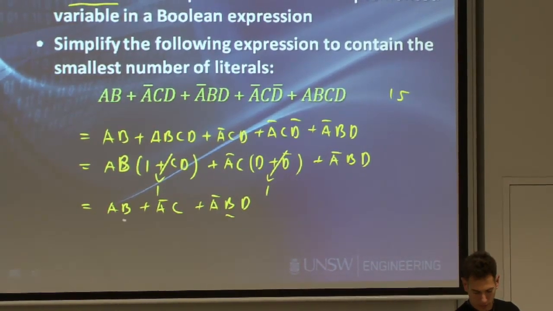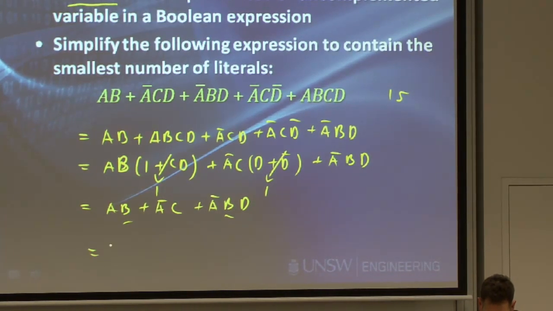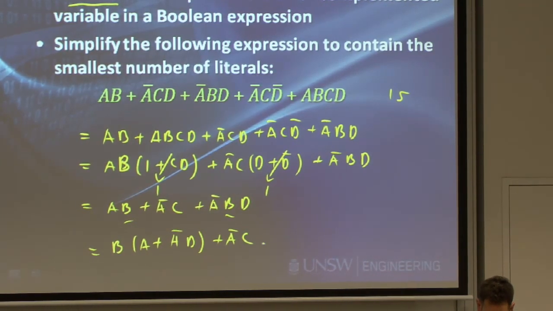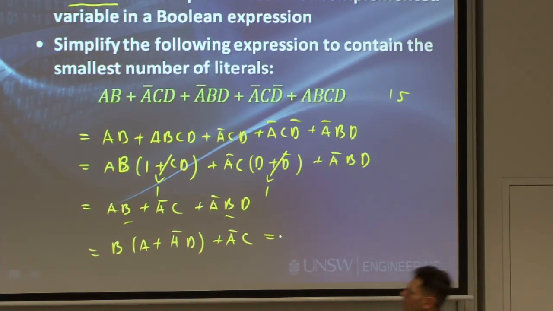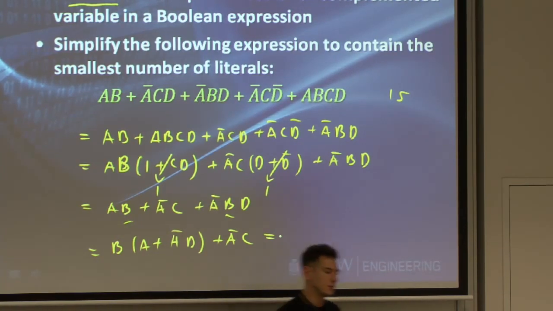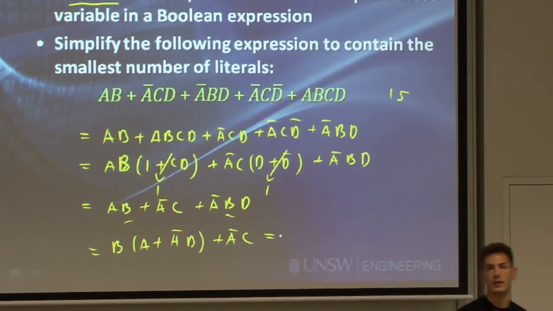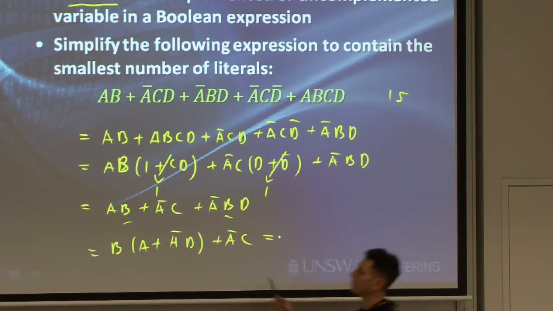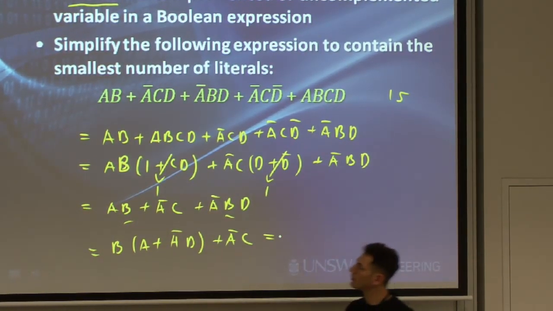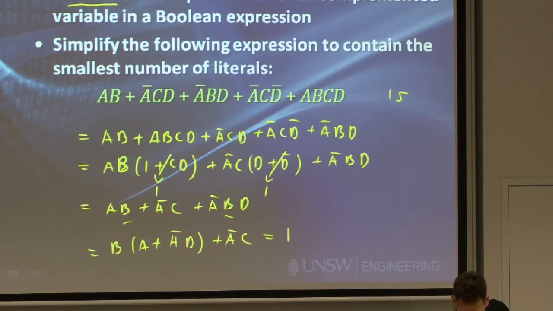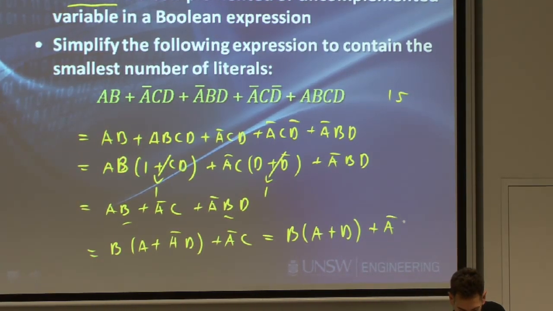Let's try and factorize this B here together. So I have B, A, or not AD, or not AC. Do you remember this? We said X or not XY would be X or Y. Similar form to this. So this can become B, A, or D, and not forget that term there.